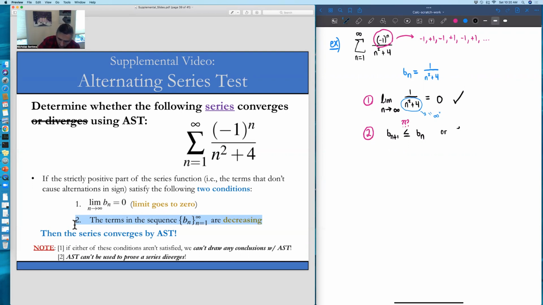Or we could define a function based off of our series' positive terms. In this case, f(x) could be 1 over x squared plus 4. Basically, we get this function by going back to the series' positive terms and replacing those integer n's with a more real variable x. And then we can take the derivative and try to show that the derivative is always less than 0, to signify that this function is decreasing. So we could do either of those two approaches here.